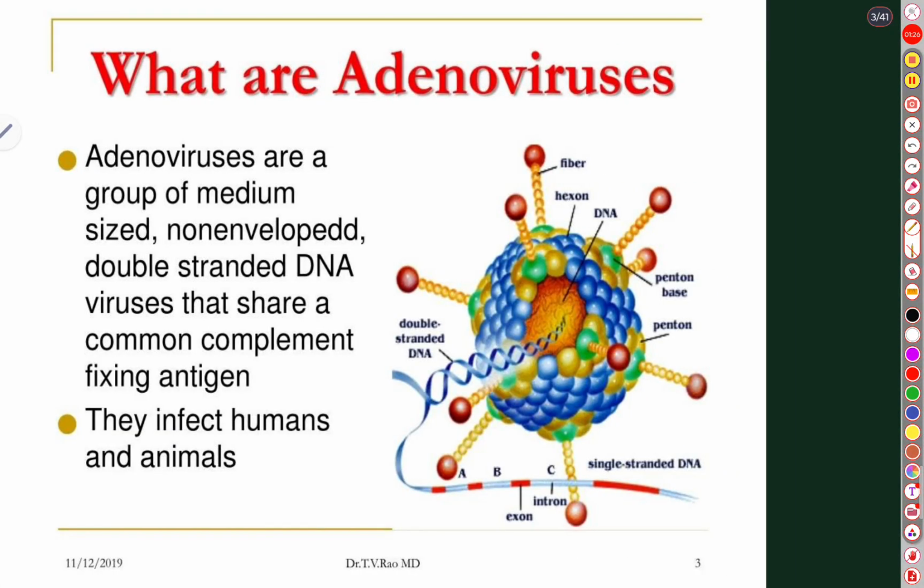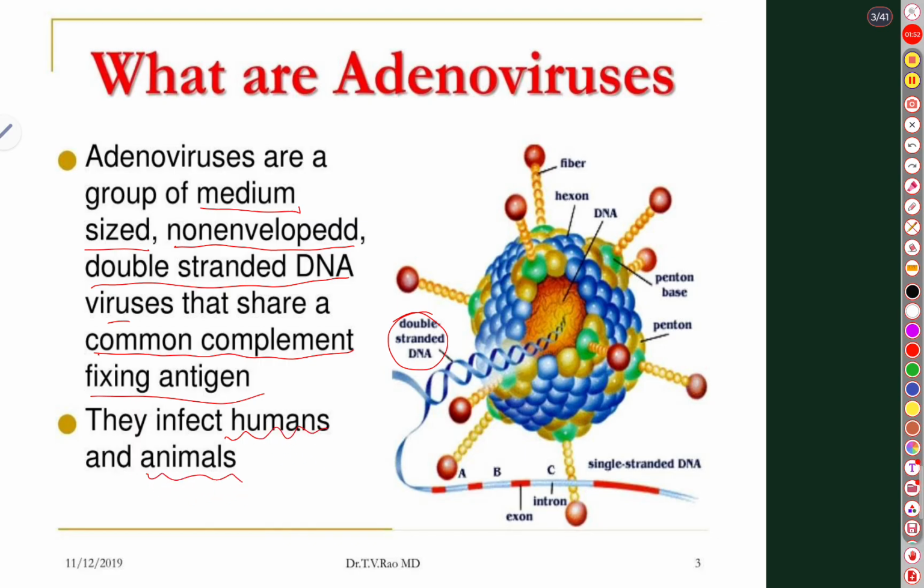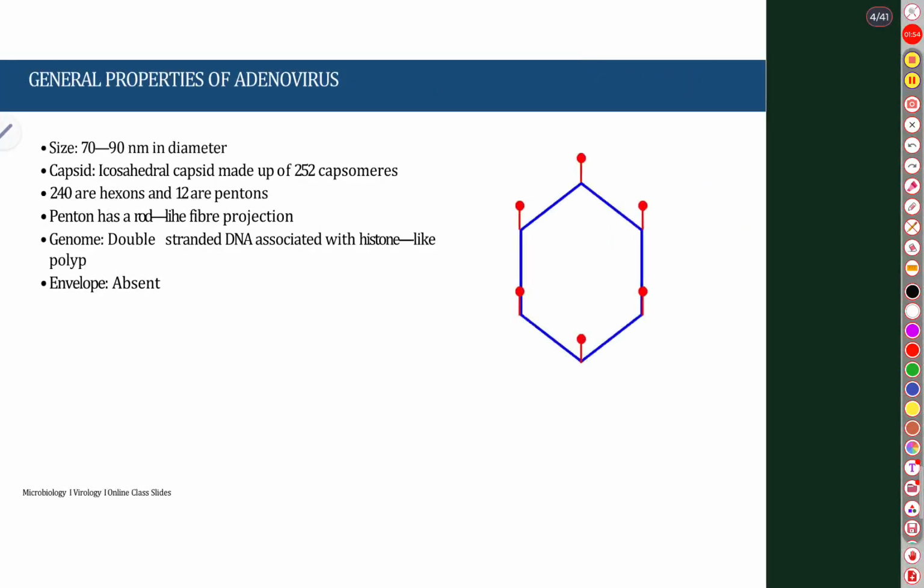As I have already mentioned earlier, the adenoviruses are a group of medium-sized, non-enveloped, double-stranded viruses that share a common complement-fixing antigen. They are non-enveloped, and as you can see here, they have double-stranded DNA. They infect both humans and animals. So, what are the general properties of the adenovirus? Moving to the size, it varies from 70 to 90 nanometers in diameter.